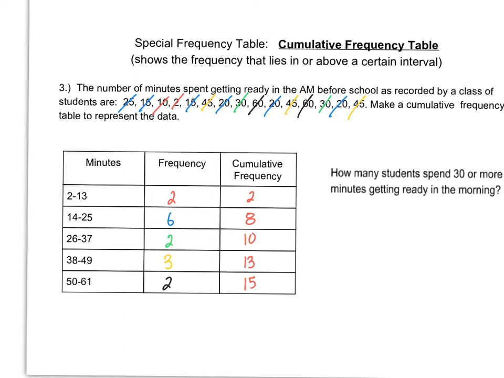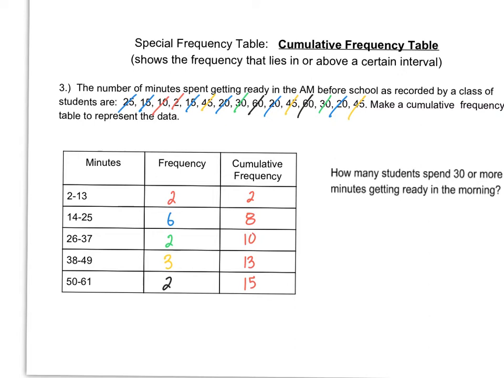Now, if I come up to my original data, count how many things I had, 1, 2, 3, 4, 5, 6, 7, 8, 9, 10, 11, 12, 13, 14, 15, that number will always match the final number in my cumulative frequency. And we've got this little question here: how many students spend 30 or more minutes getting ready in the morning?